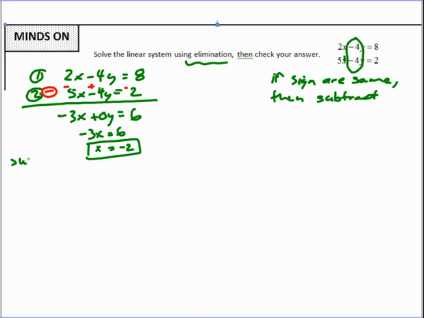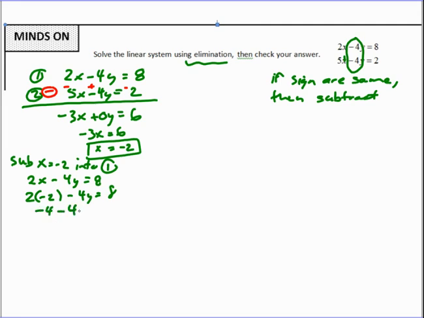All right, we substitute x equals negative 2 into equation 1. I'm going to choose 1 because it just looks a little easier to me. So it's going to go in for the x. 2x minus 4y equals 8 becomes 2 times negative 2, and then we continue with the rest of the equation. So negative 4 minus 4y equals 8. Then we bring our negative 4 over: negative 4y equals 8 plus 4, so negative 4y equals 12. We divide both sides by negative 4, and we have y equals negative 3.